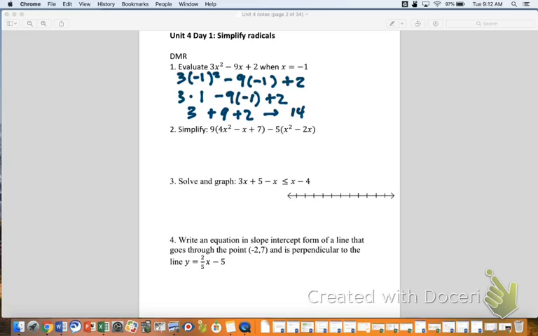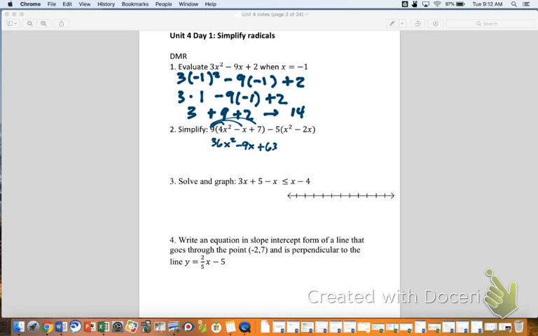How you feeling? Good? Any questions? Okay, number 2 then. Number 2 says simplify. This is something we did more in the middle of last semester, so a little bit more familiar. Do you guys see the 2 distributive properties in this that we really have to do first? Okay, so the 9 gets distributed throughout, and so I end up with 36x squared minus 9x plus 63.